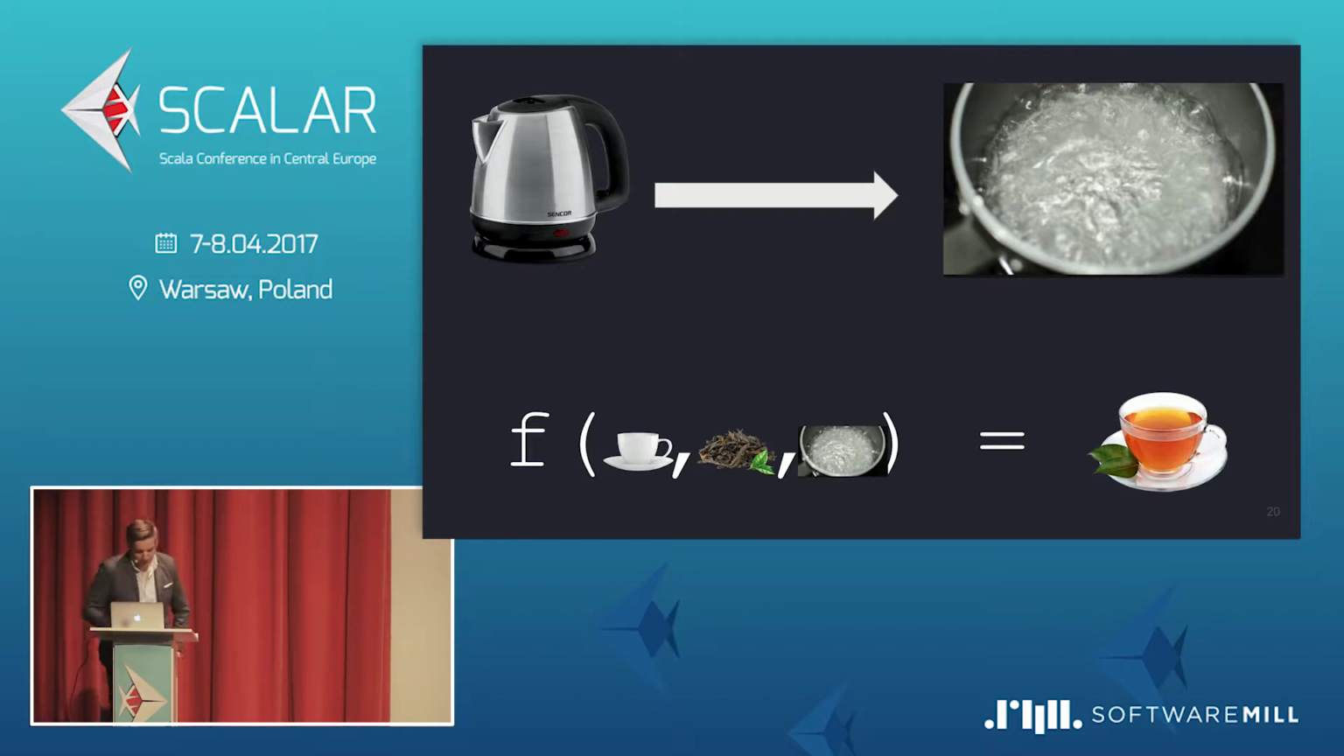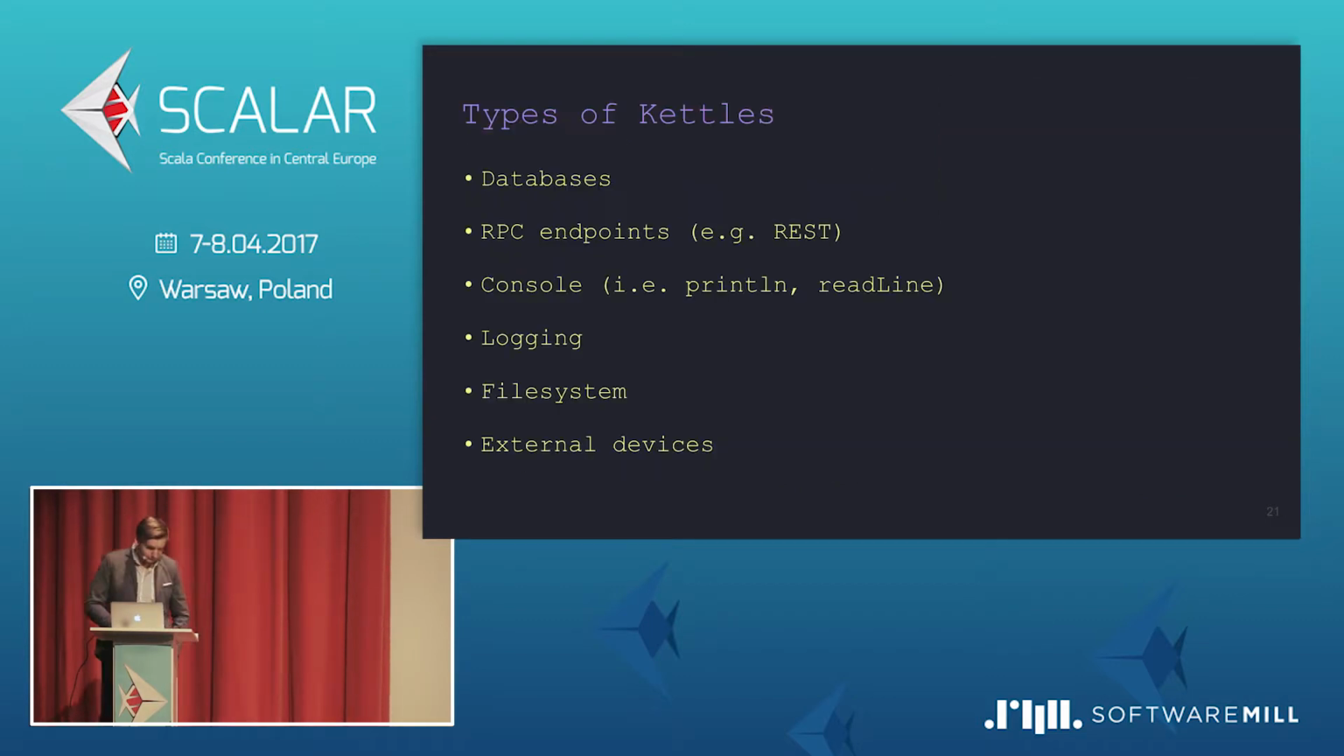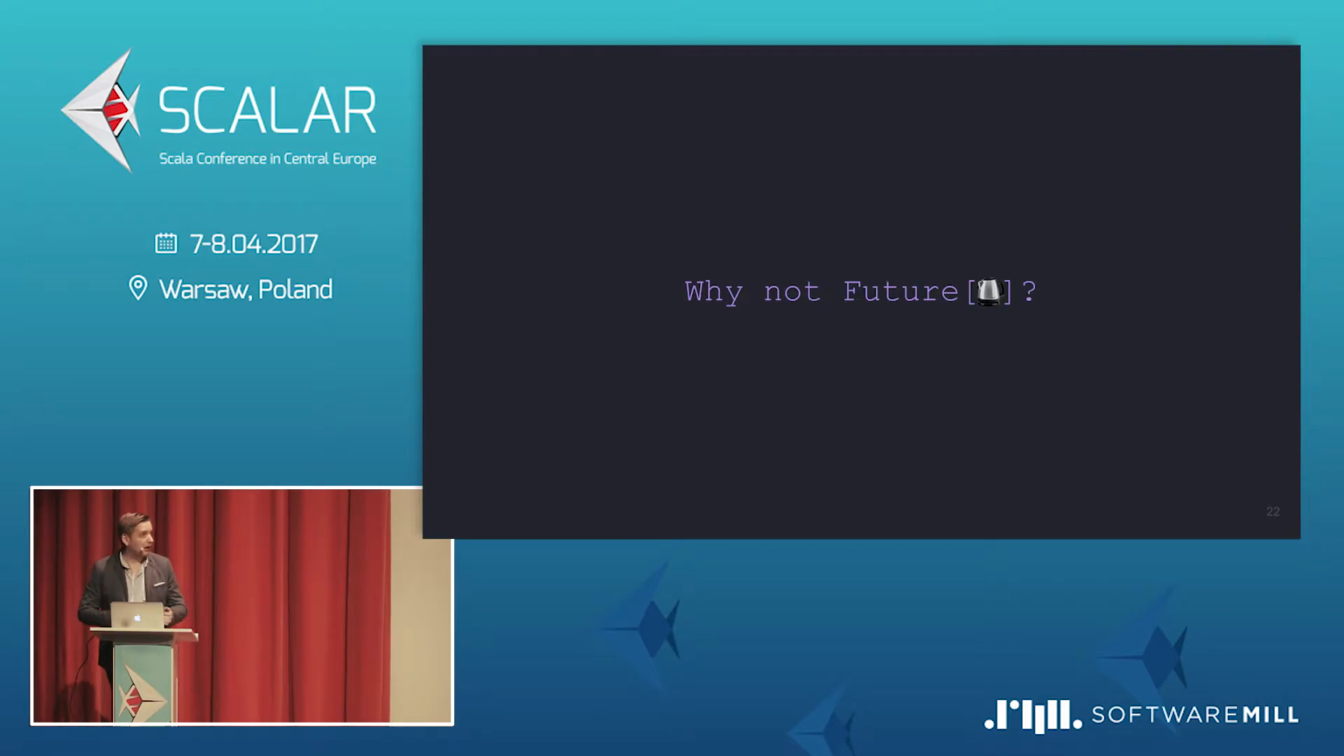So how to spot those kettles in the wild? There are different types of those kettles. Those are your databases, RPC systems, like when you're doing REST calls, even when you're doing printlining. Actually, this is something that is not repeatable, right? This changes with time. So look for things that actually can change with time and try to depend on things that are more data-like.